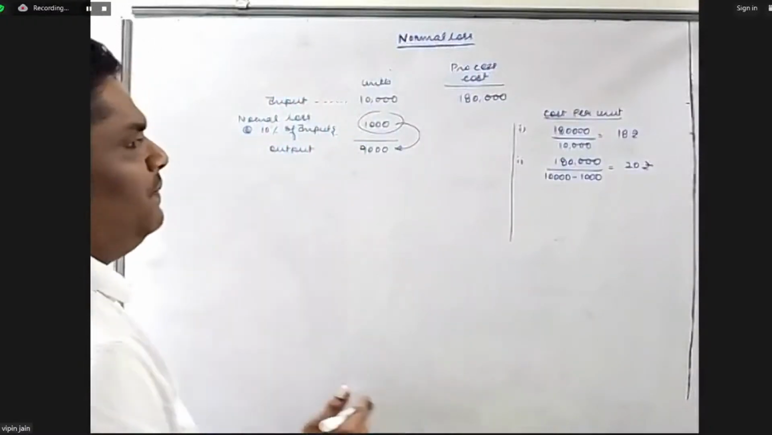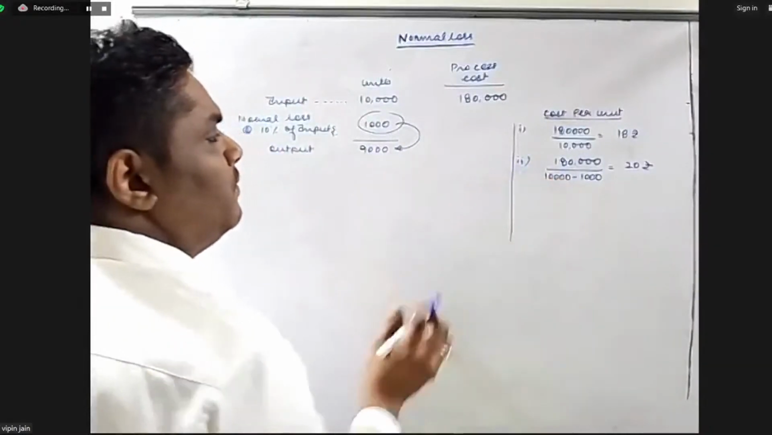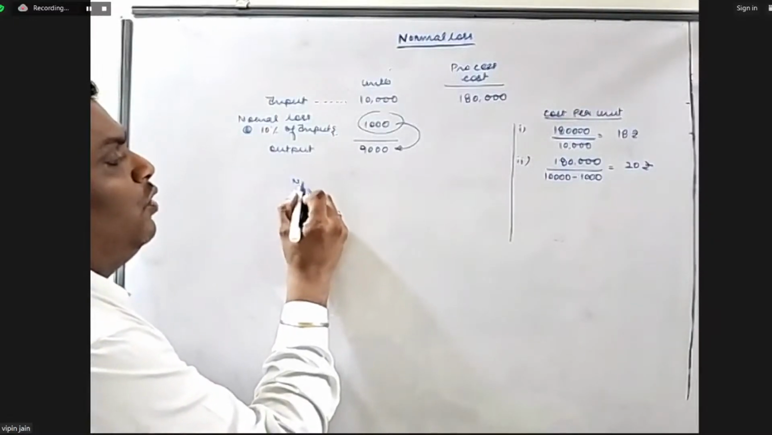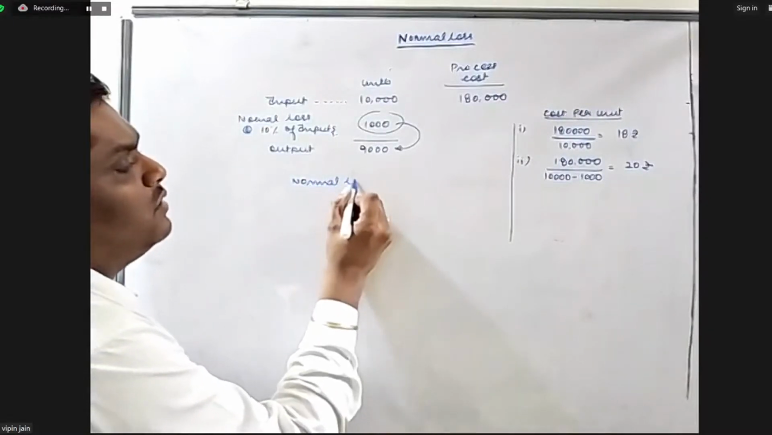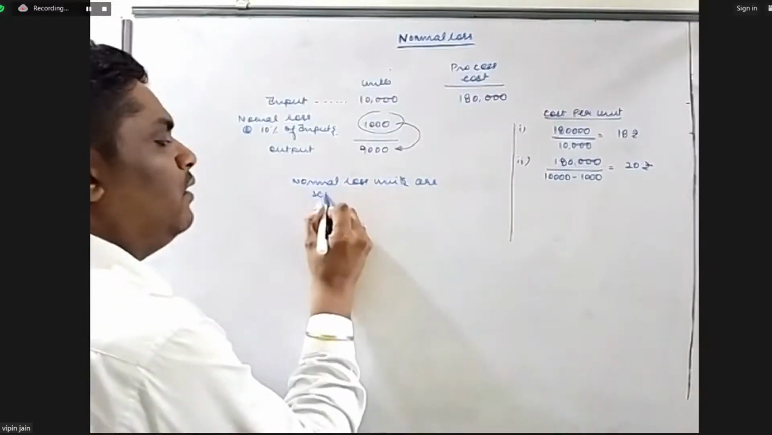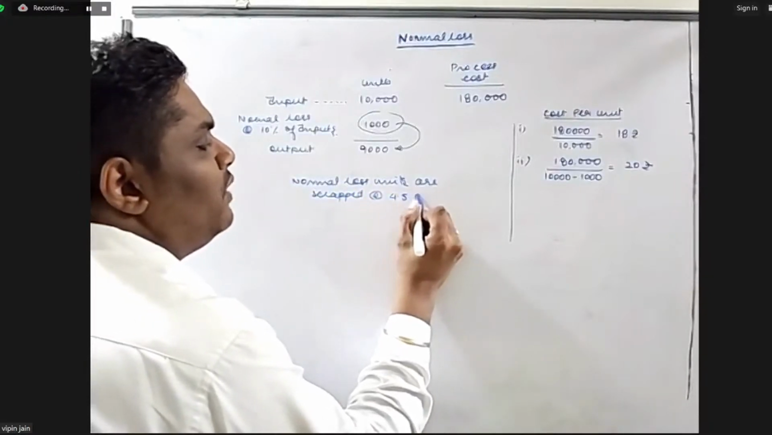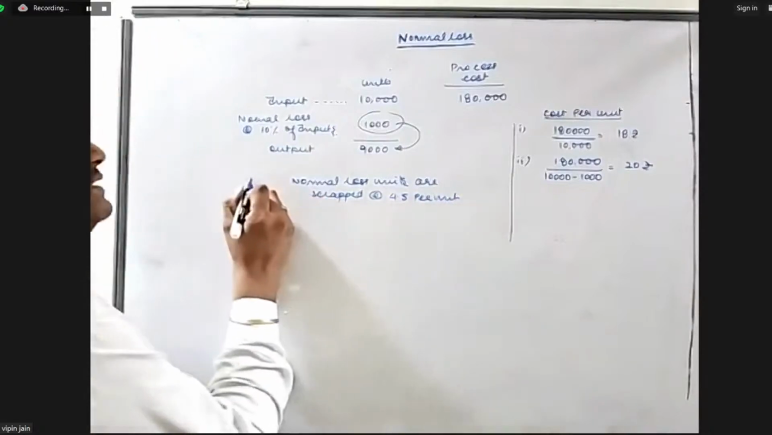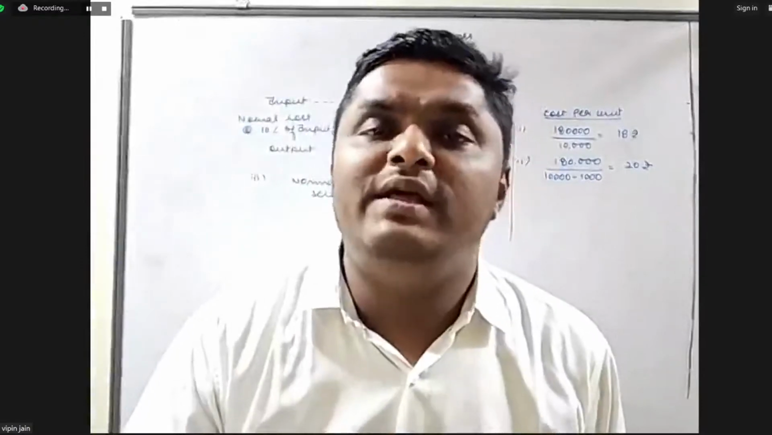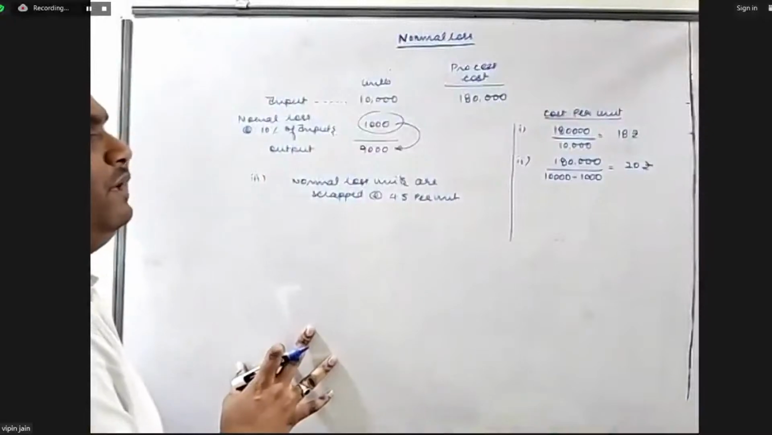Now let's take one more situation wherein, let's say, normal loss units are scrapped at the rate rupees 4.5 per unit. Let's take the third situation in which if in case the normal loss units are scrapped in the market, or we can say scrap value is given, that is rupees 4.5 per unit.